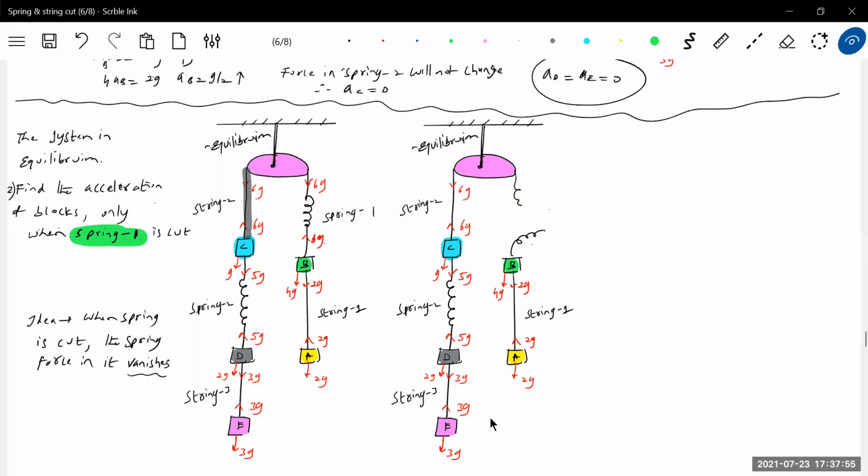You may not agree, so just take a spring balance. For the spring balance, you tie a rope, and you hang some mass. You cut the spring balance, the string will become loose. String 2 will not get cut. The tension in that will be 0. So here we'll give a reason.